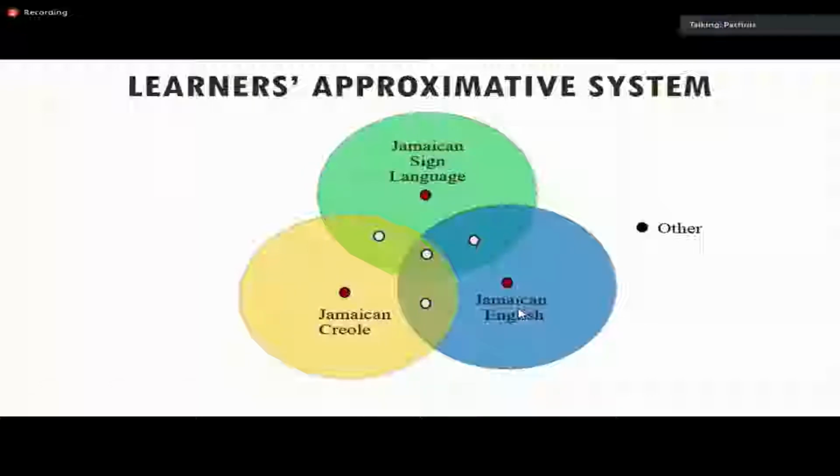Given all the languages in the contact situation, I have designed this diagram to basically summarize what I view to be the learner system which they use to produce these texts. So the three languages at a focal point are Jamaican Sign Language, Jamaican English, and Jamaican Creole.